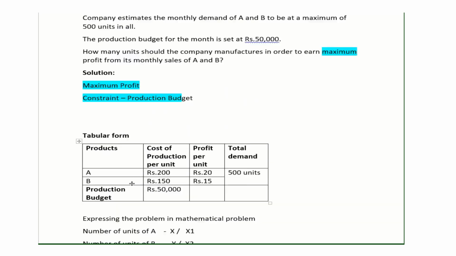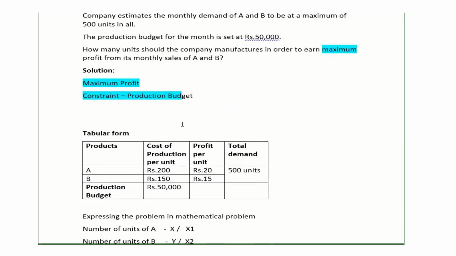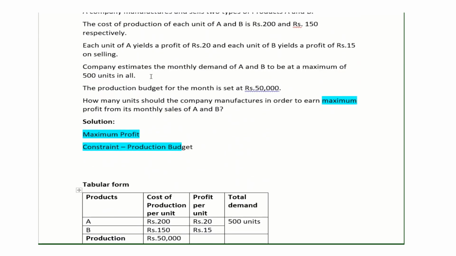Here the monthly demand will be 500 only. So the company estimate gives x plus y less than or equal to 500. Why less than or equal to 500 units? The company estimates the monthly demand of A and B to be at a maximum of 500 units in all. So in all they have to utilize only 500.